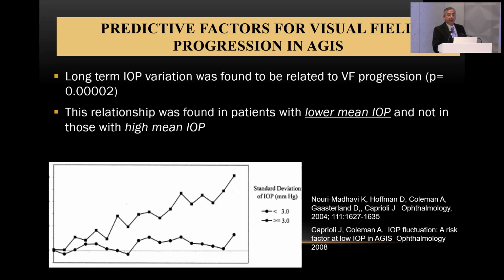Then subsequently some multi-centered trials also reanalyzed their data and found that in the AGIS, or the Advanced Glaucoma Intervention Study, longer-term IOP fluctuation was related to progression, especially if you have brought the pressure down below 20 millimeters of mercury. Once the pressure gets controlled, pressure fluctuation becomes vital. And so you can see here, if the standard deviation was greater than 3 millimeters of mercury, all of those eyes progressed.